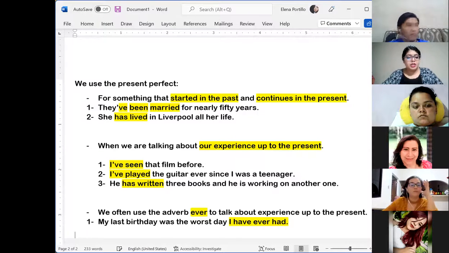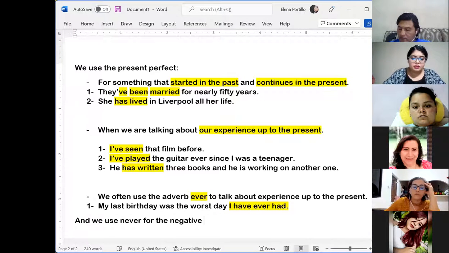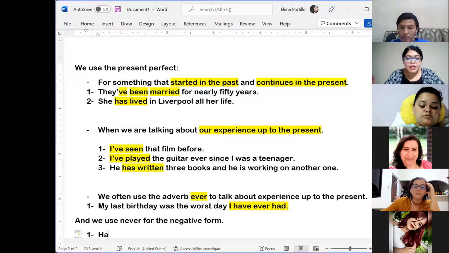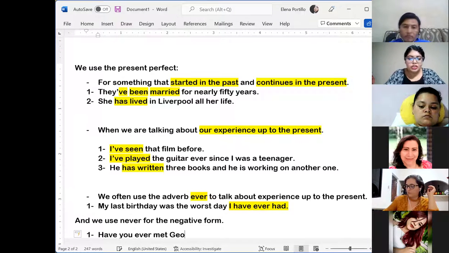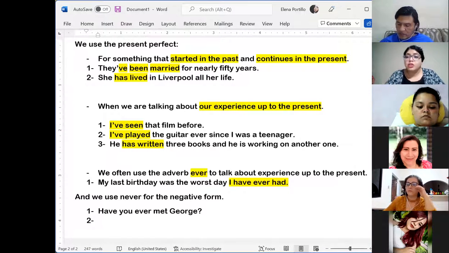And we have something here, and we use never for the negative form. And we have here one example. Have you ever met George? This is a question. Have you ever, using ever, met George? That's the question, using ever. But we are going to answer with a negative sentence, right? We are going to use never because it is a negative form to answer.